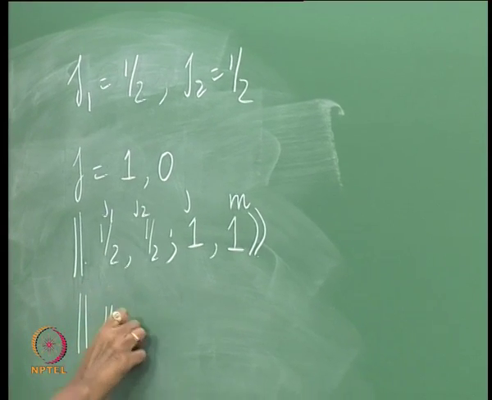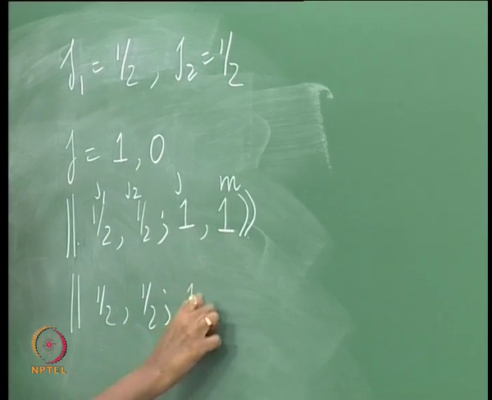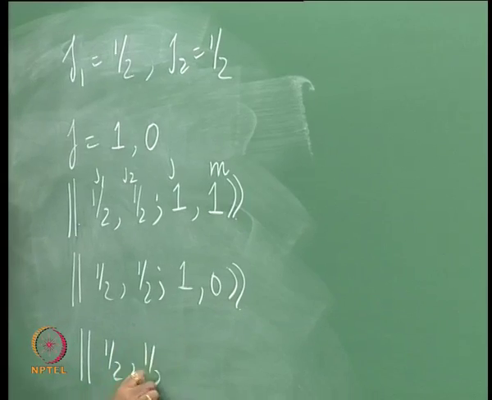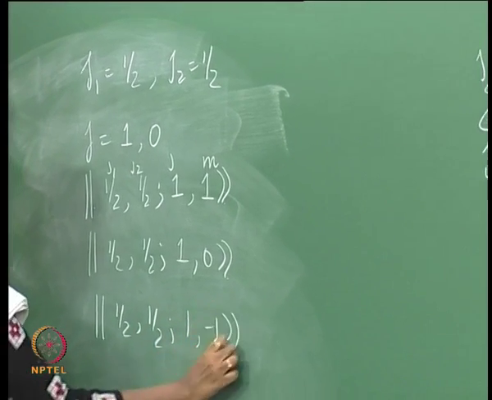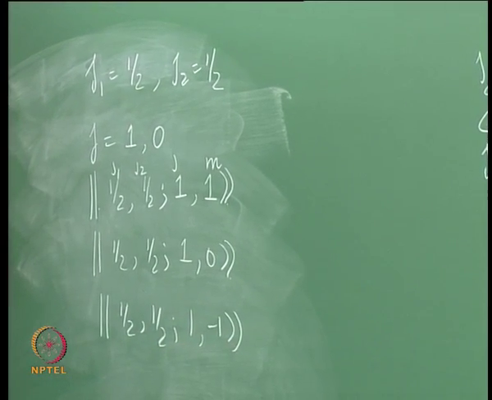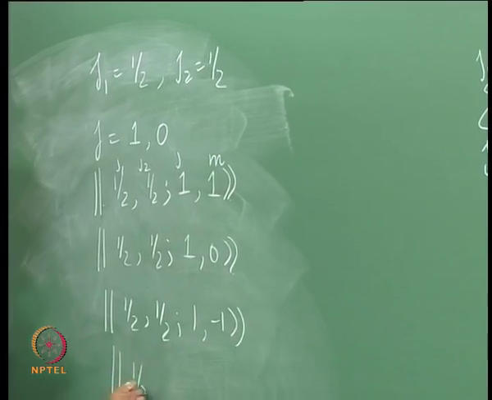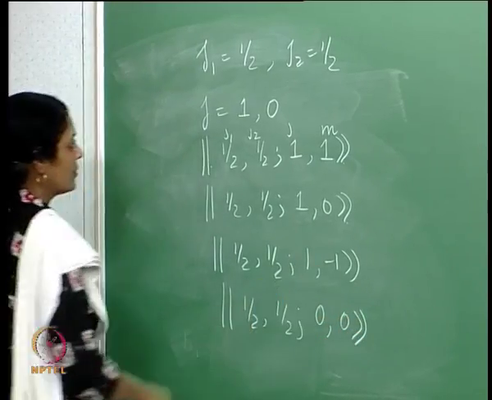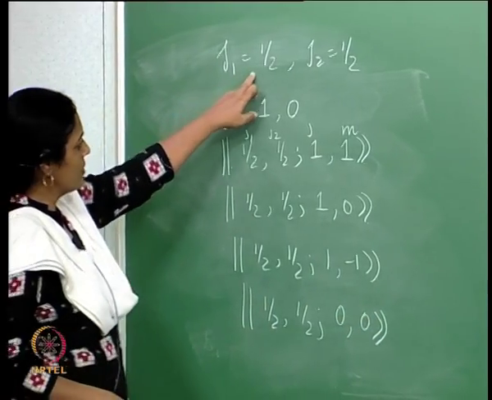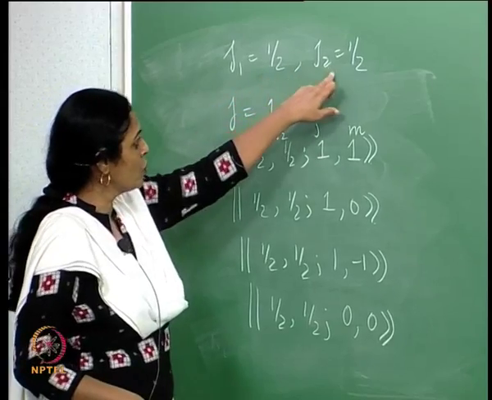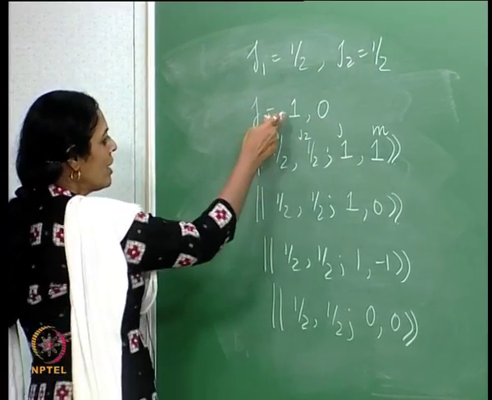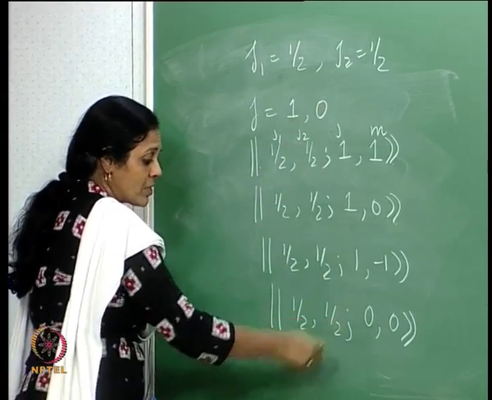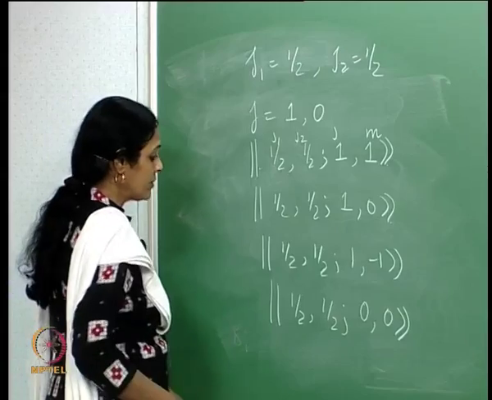Then of course, I have half, half, 1, 0, half, half, 1 minus 1, half, half, 0, 0. To begin with, there were 4 states, because it is 2j1 plus 1 times 2j2 plus 1. Now, I have 2j plus 1 states corresponding to j is 1 and 2j plus 1 states corresponding to j is 2. So, this is what I have.